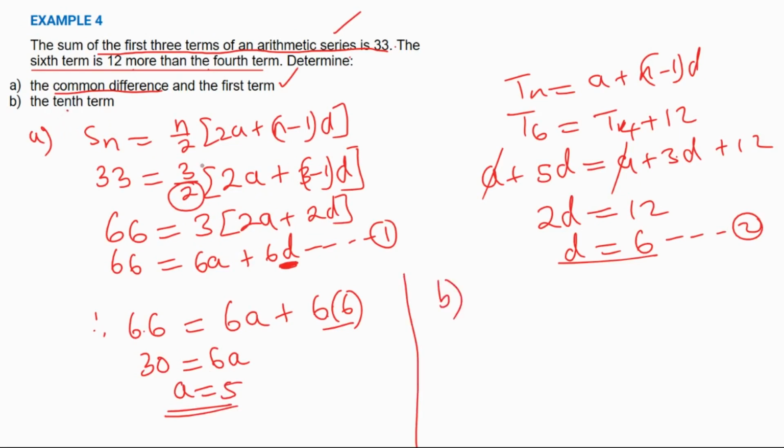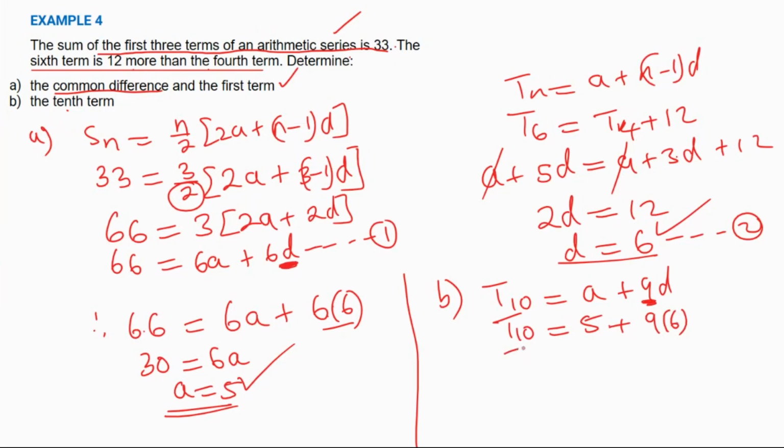Determine the 10th term. Now we have a, we have d. So T10 is equal to a plus 9d. Just know that, n minus 1. So it's going to be 10 minus 1, the coefficient of d. So T10 is equal to 5 plus 9 times 6. 54 plus 5, that is 59. So term number 10 is equal to 59.